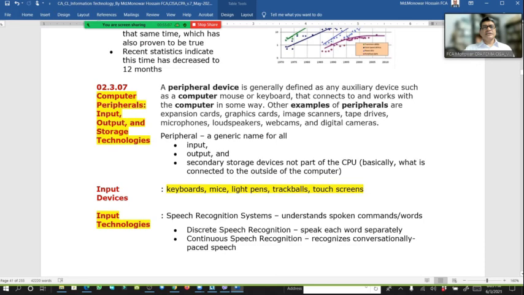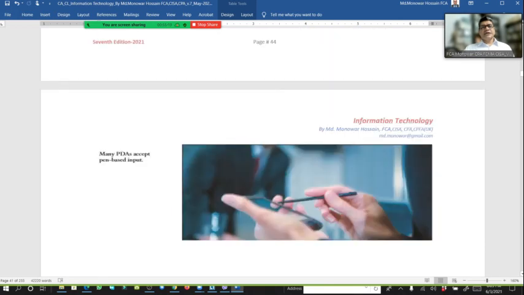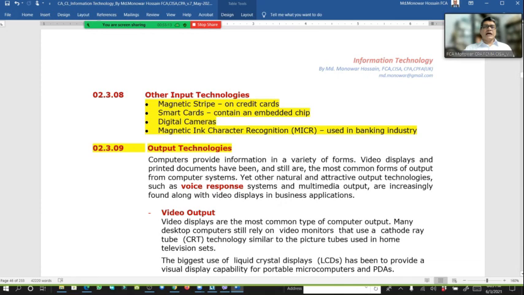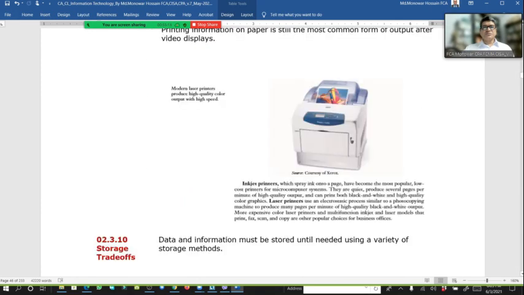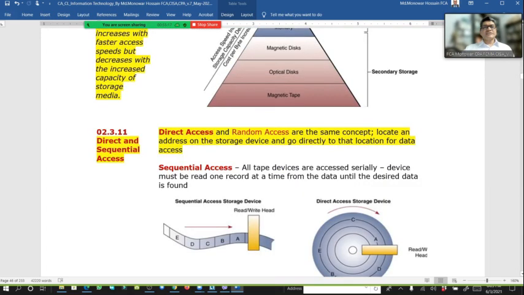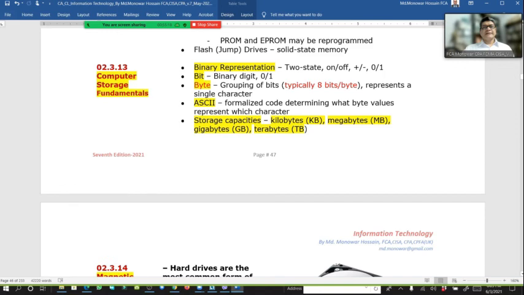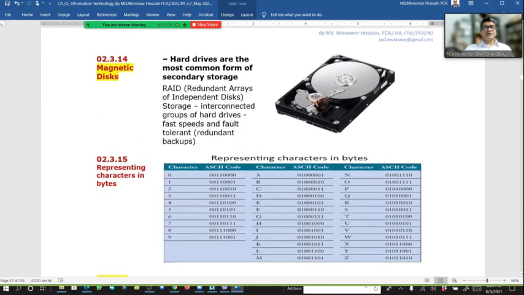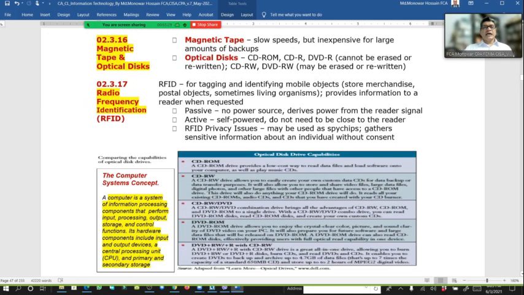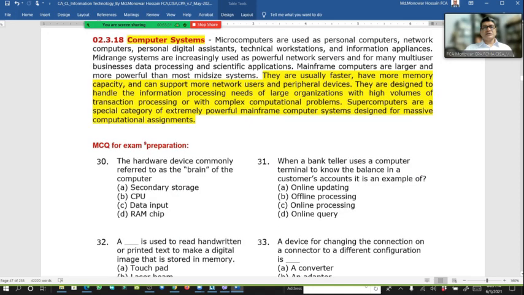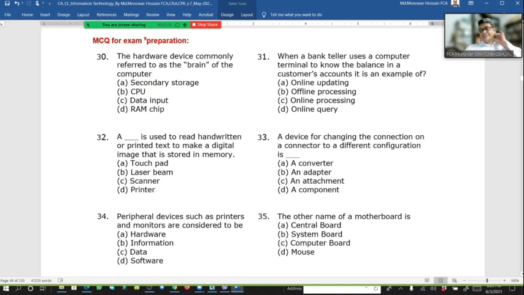And we have seen different types of output technology and input technology, and we have seen storage, RAM, ROM, and also the computer storage fundamentals. We have seen here what is binary, what is a bit, what is a byte, etc. And this is from the chapter. Now we are just going over what we learned from here, for our understanding.